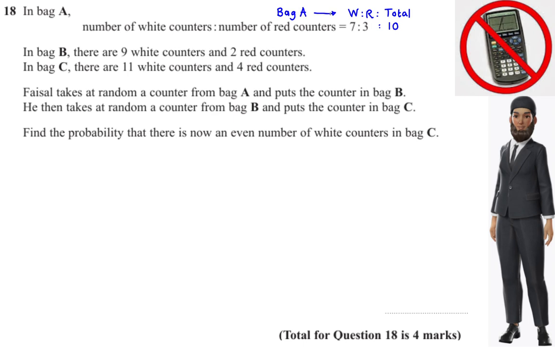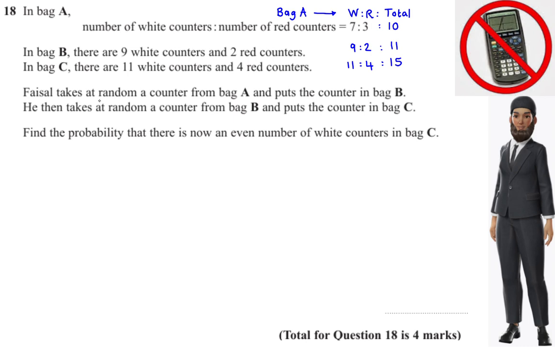And then what we've said in bag B, there are 9 white counters and 2 red counters. So that's 9 white counters and 2 red counters, and that's going to be a total of 11. And then in bag C, there are 11 white counters and 4 red counters. So 11 plus 4 is 15.